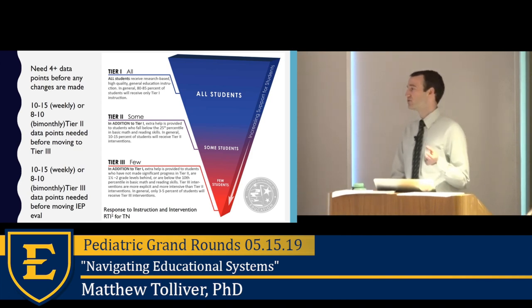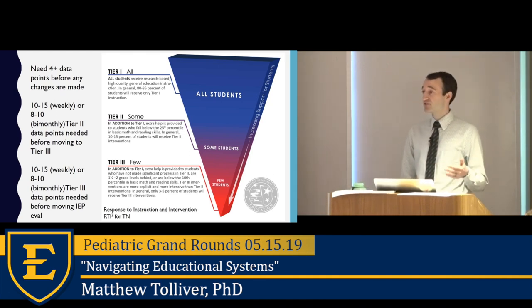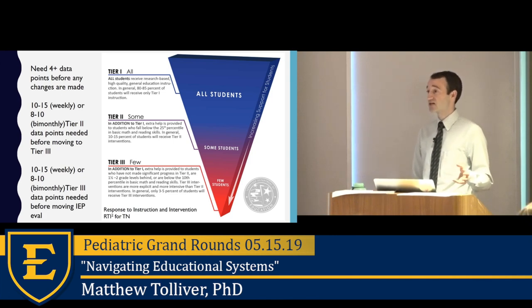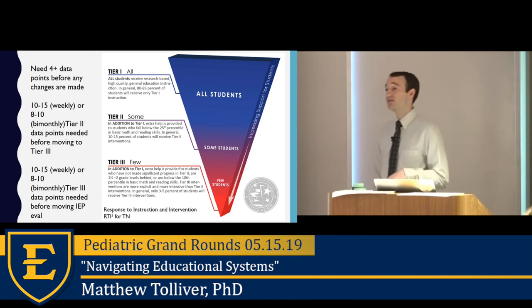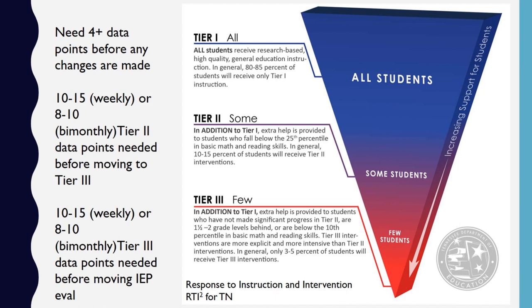So depending on the school, they'll do these little probes every week or every other week. And then even after that, if kids still aren't progressing, then they'll move to tier three. And that is gonna serve 3 to 5% of kids. It's usually like 45 to 60 minutes extra every day in these small groups. And it's for kids who are scoring below the 10th percentile or about two grade levels behind other kids on these benchmark tests. And then once you get into tier three, you need another 10 to 15 data points before the school would then refer you for an IEP through special education.